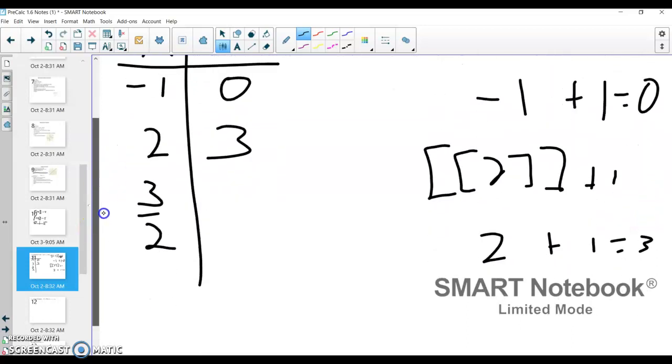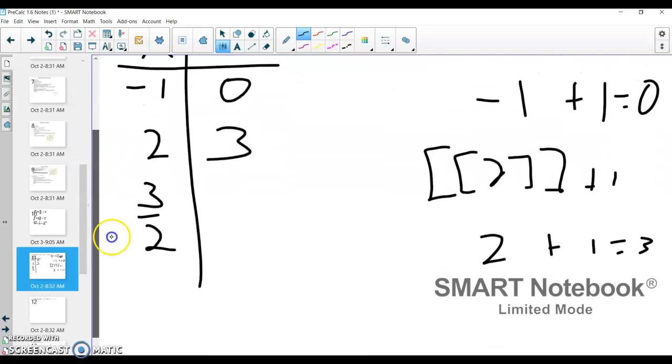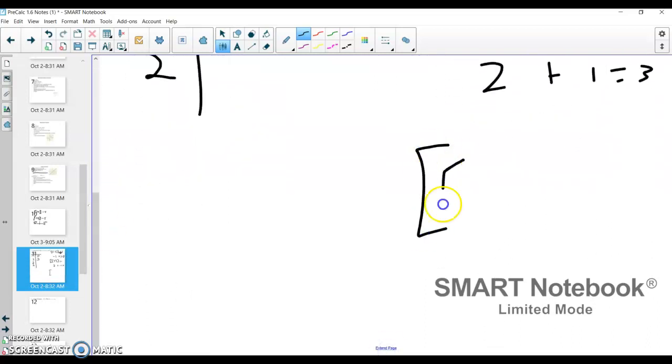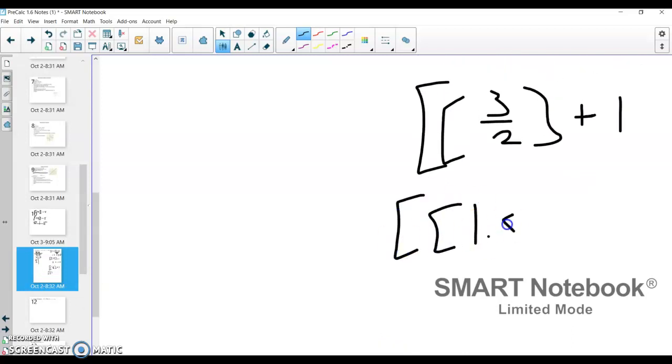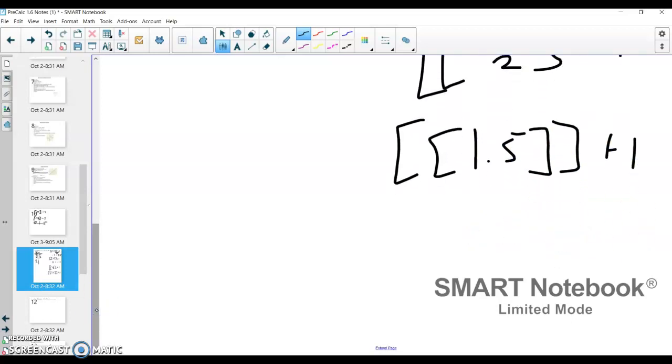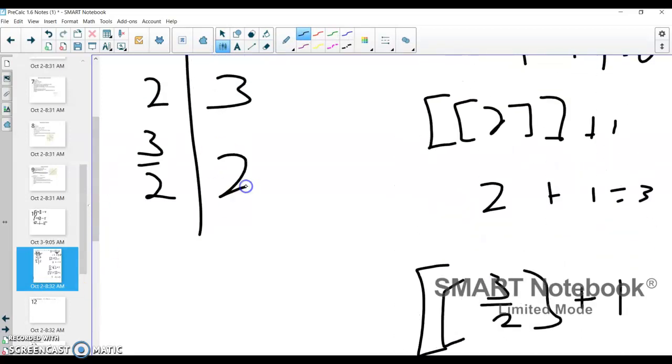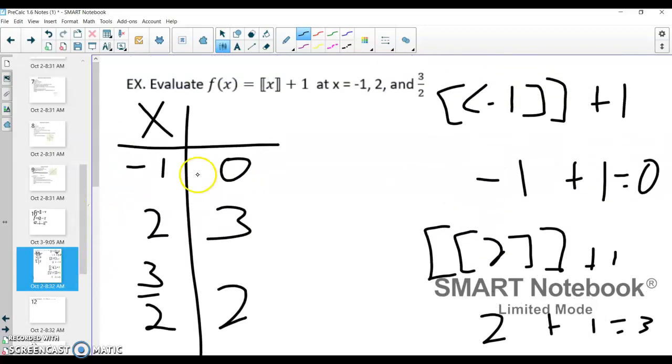Now we finally have 3 halves here that we need to round. So if we plug it in, double bracket 3 over 2 plus 1. Well, 3 over 2 is the same thing as 1.5, so that's double bracket 1.5 plus 1. Because it's positive, we're going to round down here. We always round down, but it looks more like rounding down when it's positive, and that's going to round down to just 1. So I get 1 plus 1, and that gives me 2. You can see here that gives me 2, and I got a 3 from here, but we'll see examples where we have overlapping, where we get similar outputs.